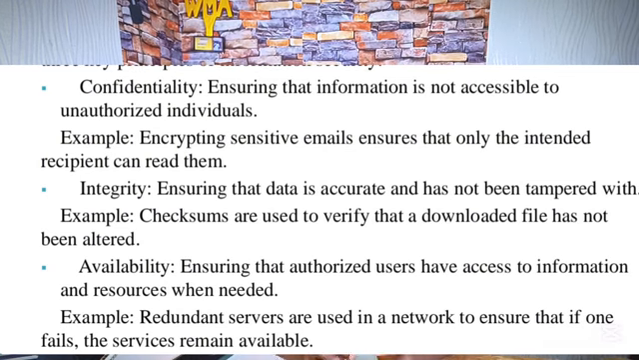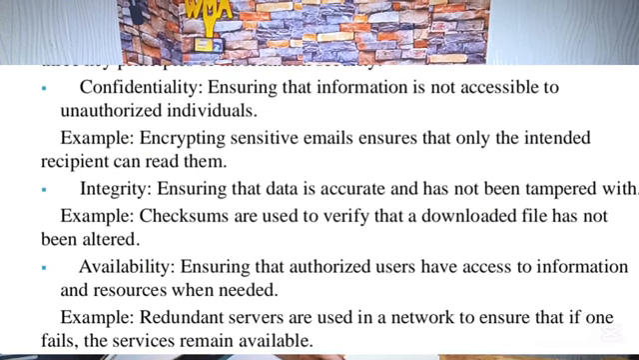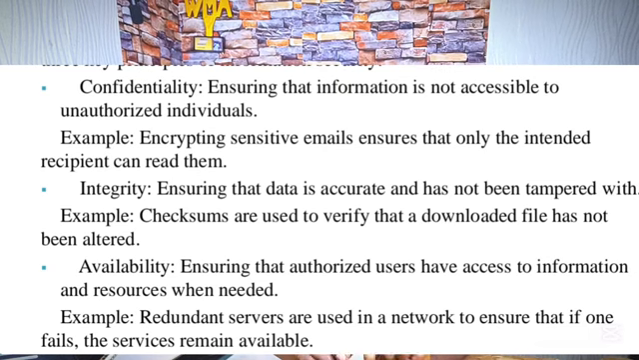Now let's look at the availability, which also falls under the CIA. As I said before, the CIA simply means what? Confidentiality, integrity, and availability. So let's talk about the availability. Now, the availability simply means what? Ensuring that authorized users have access to the information and resources when needed.